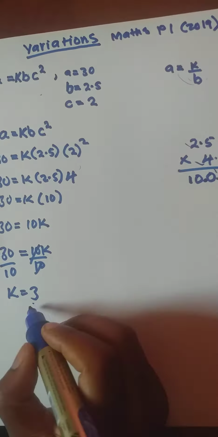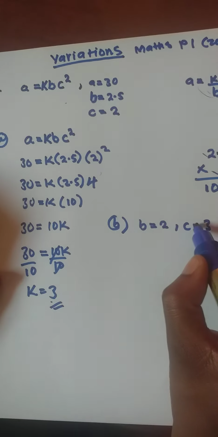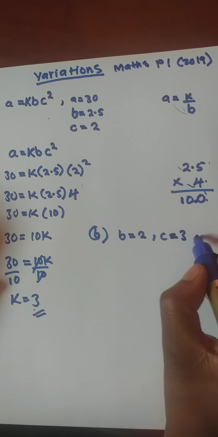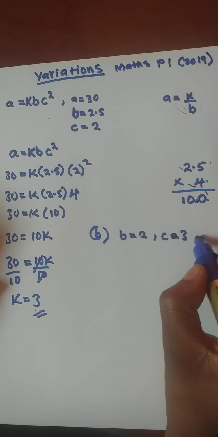They want us to find the value of A in part B. We are given that B is equal to 2 and C is equal to 3. So what will be the value of A? That is what they want us to find. That is what is absent.